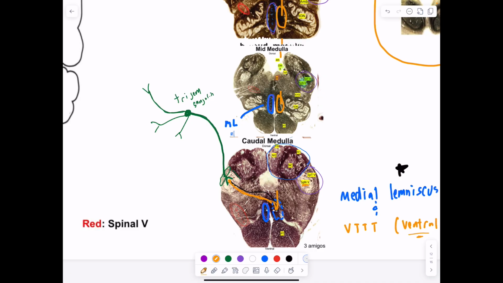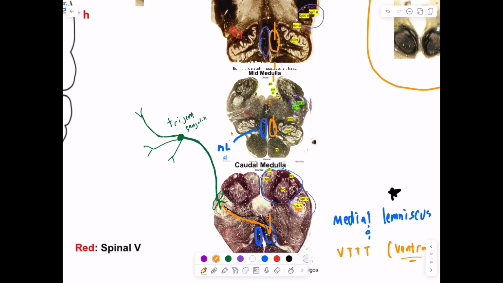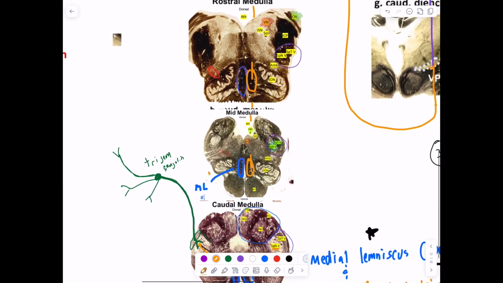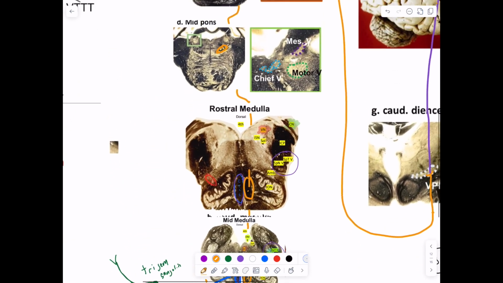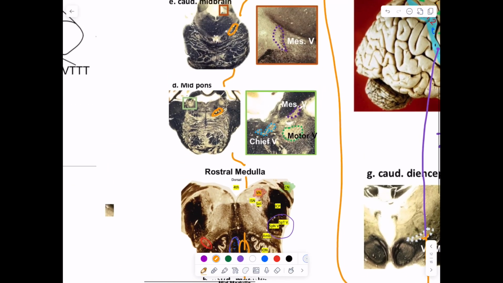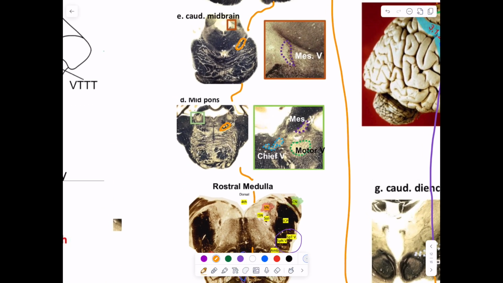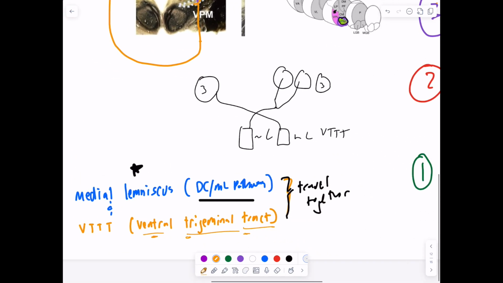Then that guy is going to ascend with DC, the medial lemniscus pathway, which I've highlighted on this other side, but this is VTT and medial lemniscus. It's going to go up. So caudal medulla, mid medulla, rostral medulla, the guy's going up. Here we're still with VTT and ML, medial lemniscus, ventral trigeminal tract.